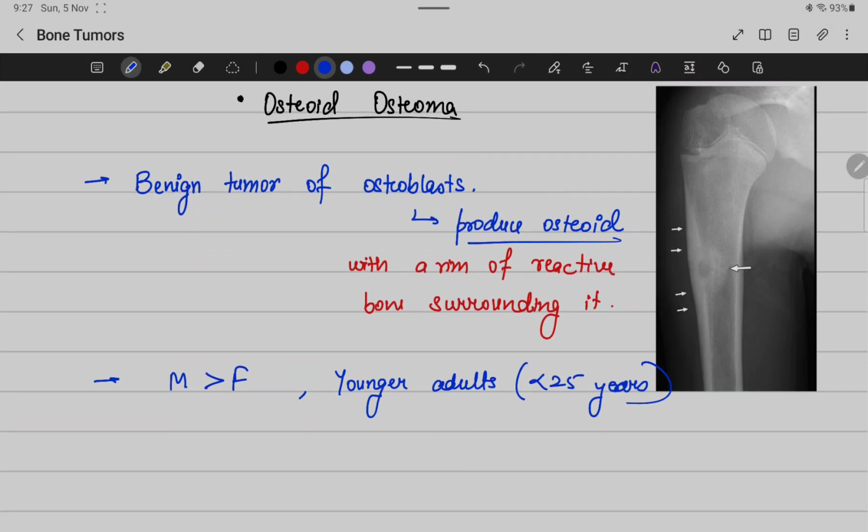And the locations which are really associated with osteoid osteoma are your shafts. You have your epiphysis, metaphysis and diaphysis in your bones, and within the diaphysis you have this thick compact cortex. So this cortex of long bones is where these mostly occur. So it arises in cortex of long bones.